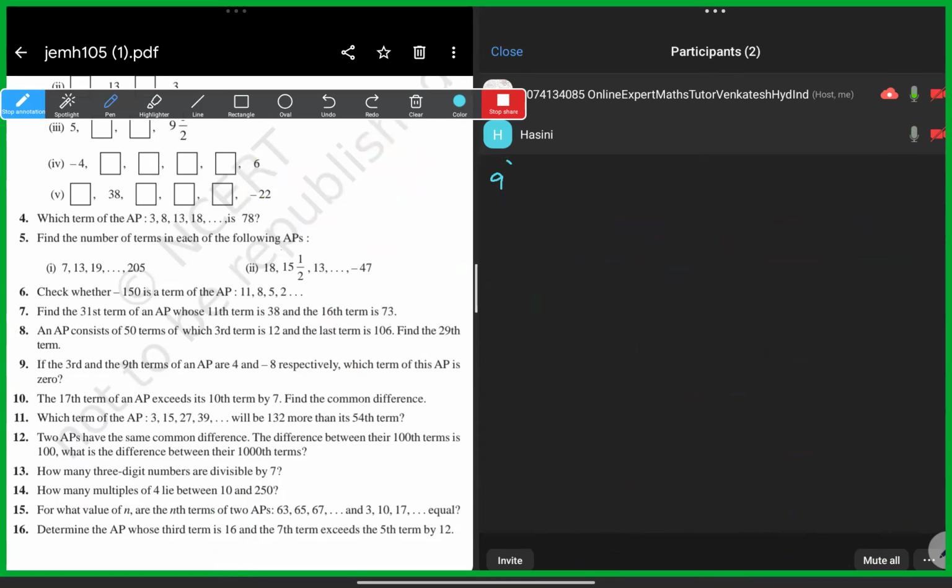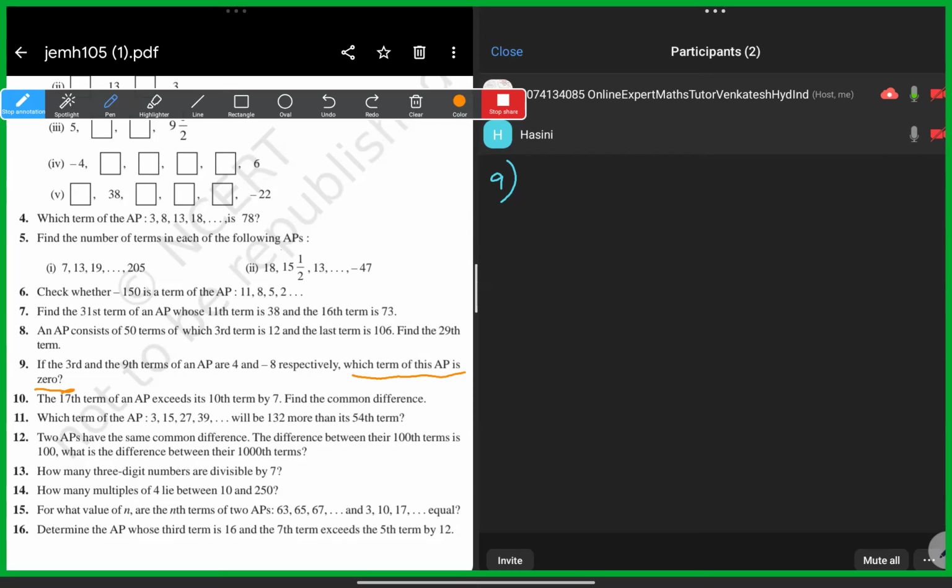Okay, Hasni. We are going to the 9th one. Shall I delete? I deleted it, Hasni. Okay, sir. I wrote it already. Yes, Hasni. Also read the 9th question. If the third and the ninth term of an AP are 4 and minus 8 respectively, which term of this AP is 0? Which term of AP is 0 means again we have to equate AN is equal to 0, Hasni. Somewhere means which position 0 will come, which term 0 will come. That is the meaning.